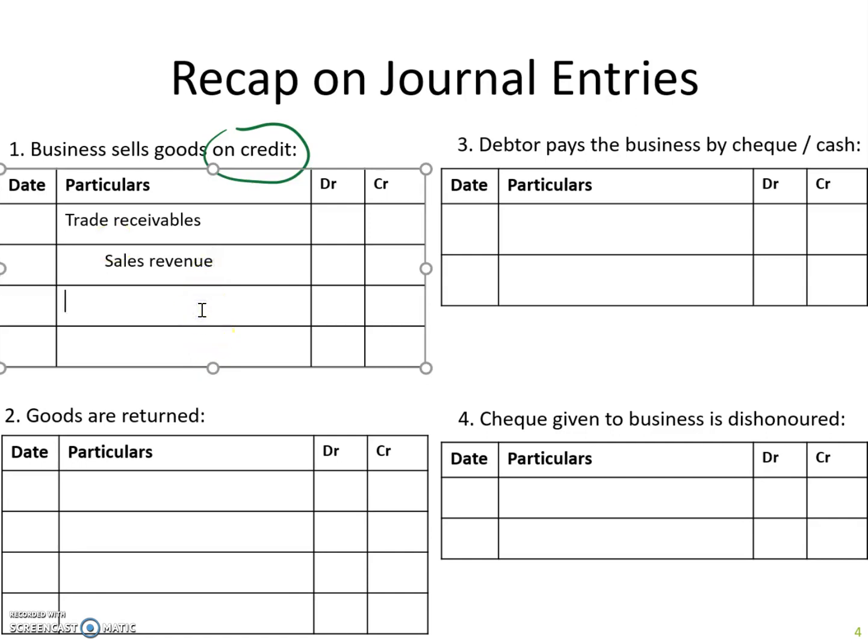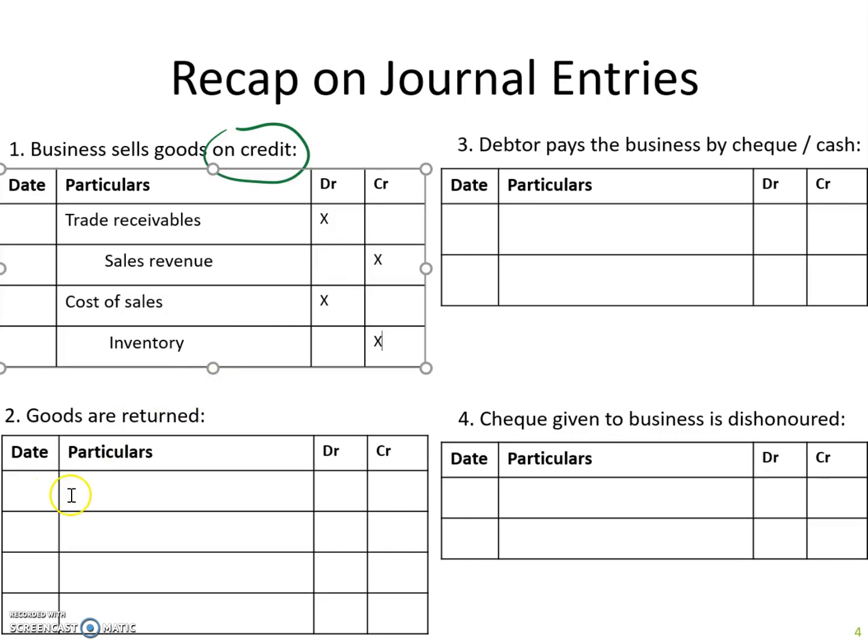And we also have to record the cost of sales. So we debit cost of sales. Okay, and we credit inventory because the inventory is sold away. Okay, so this will be the debit credit.